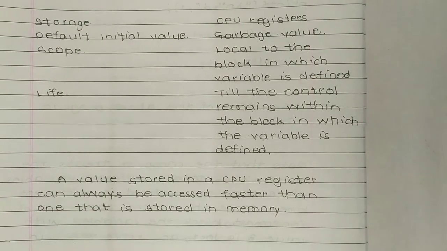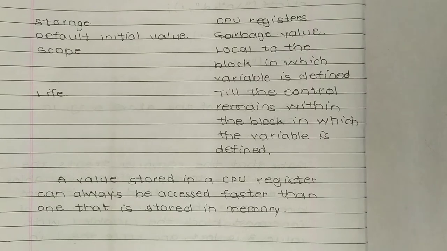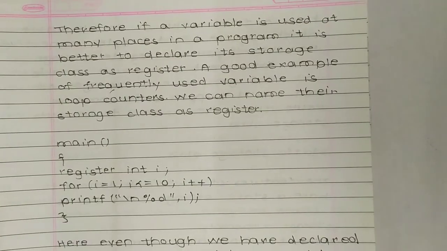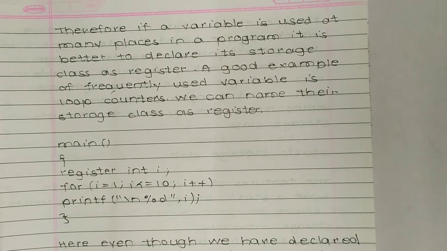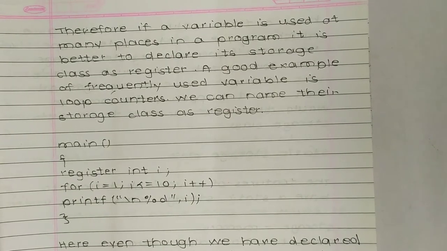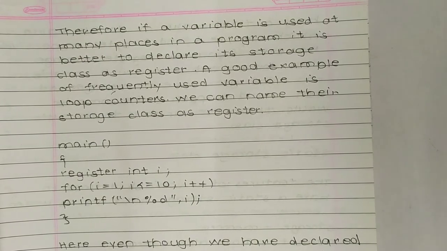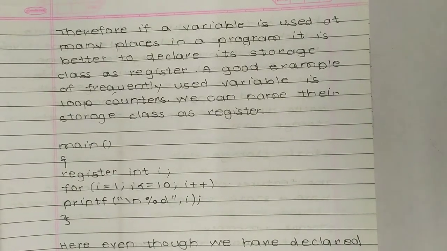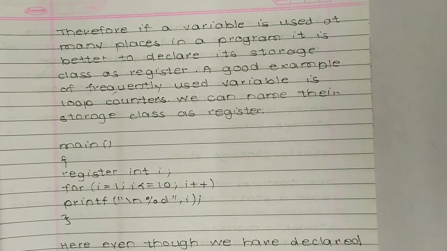A value stored in a CPU register can always be accessed faster than one that is stored in memory. Therefore, if a variable is used at many places in a program, it is better to declare its storage class as register. So if one variable is used many times in a program, it is better to declare its storage class as register.